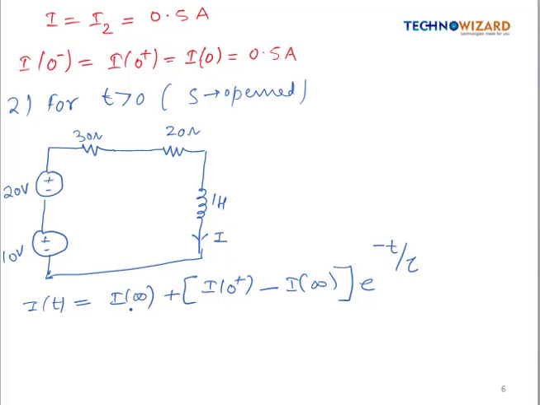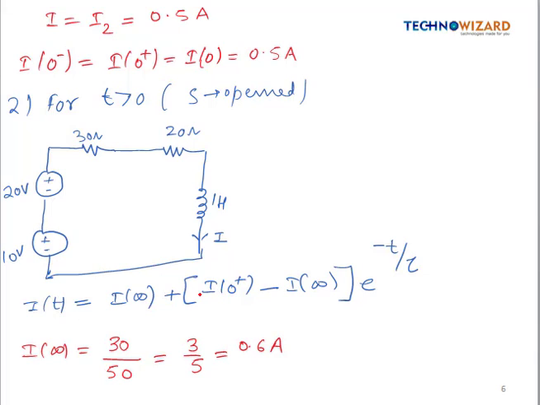So now we have to calculate the value of I of infinite. Under the steady state, this inductor will act as a short circuit. So the overall circuit will be these two voltage sources and these two resistances. So I infinite will be nothing but our voltage value of 30 volt divided by R equivalent, which is 50. So we are getting the value as 3 by 5, which is equal to 0.6 ampere.